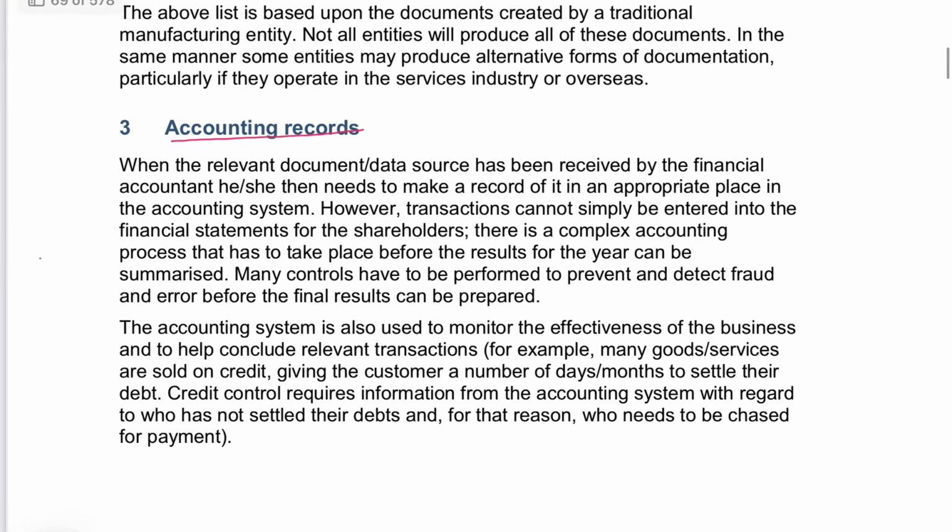So let's start. When the relevant source document data has been received by the financial accountant, he or she then needs to make a record of it in an appropriate place in the accounting system. However, transactions cannot simply be entered in the financial statements for the shareholders. There is a complex accounting process that has to take place before the results for the year can be summarized, right? Many controls have to be performed to prevent and detect fraud and error before the final results can be prepared.